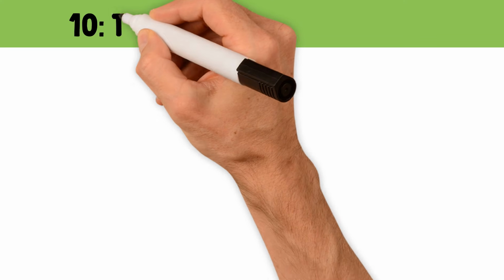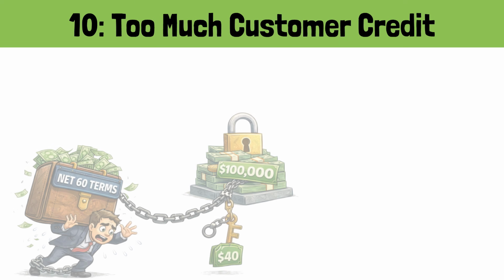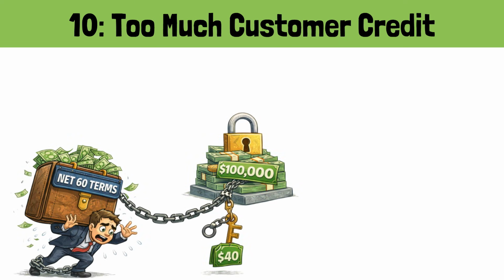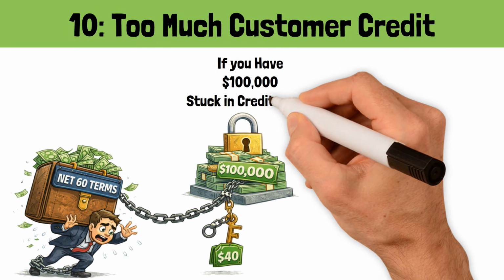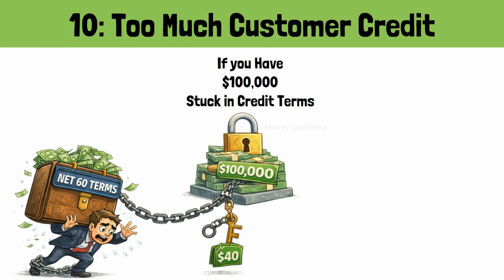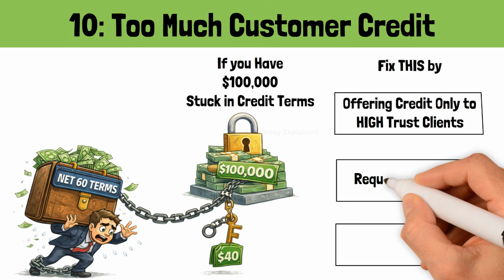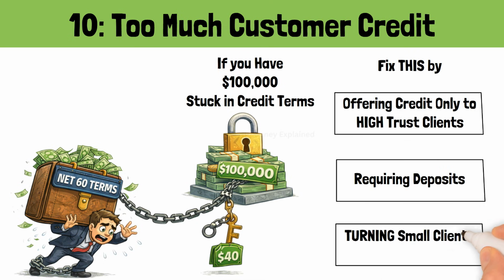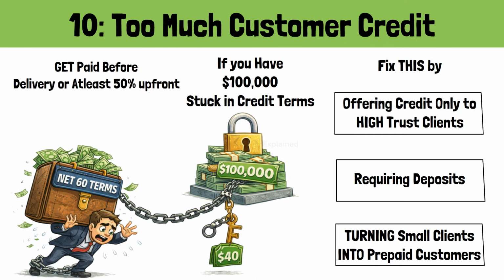Problem number 10. Too much customer credit. Giving every customer net 60 terms means you are bankrolling their business. If you have $100,000 stuck in credit terms, that's cash you can't use. Fix this by offering credit only to high-trust clients, requiring deposits, and turning small clients into prepaid customers. The best businesses in America get paid before delivery or at least 50% upfront.